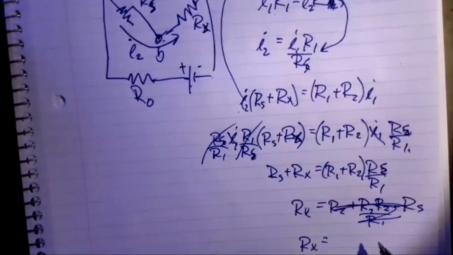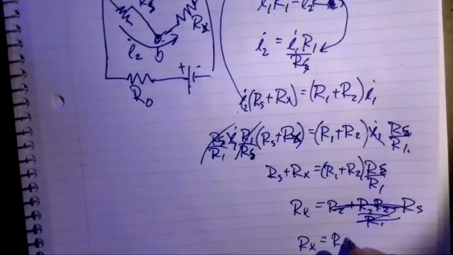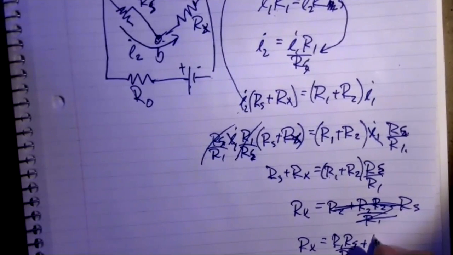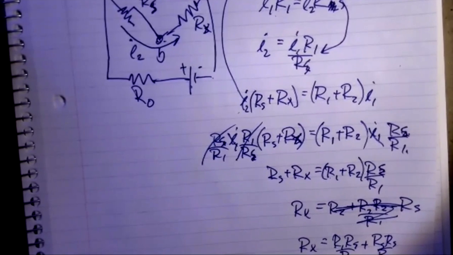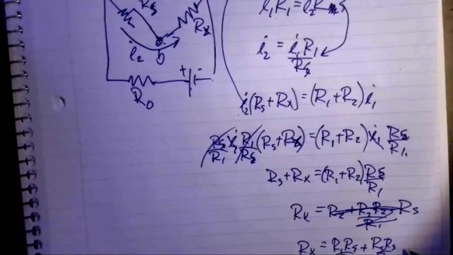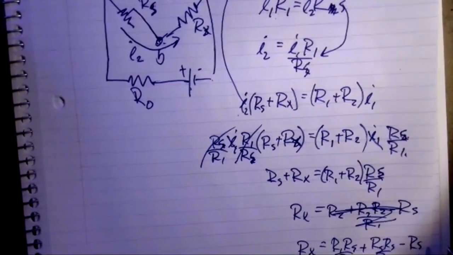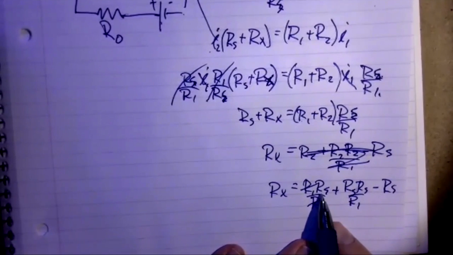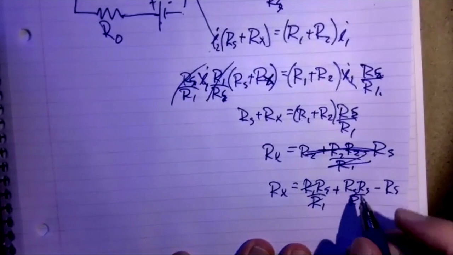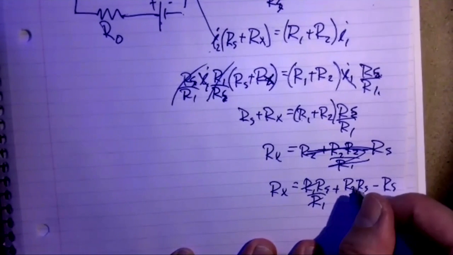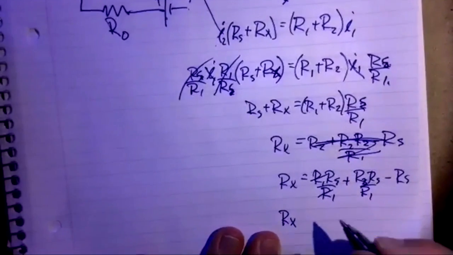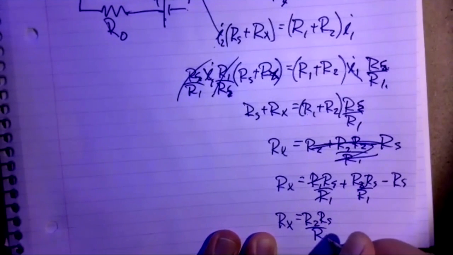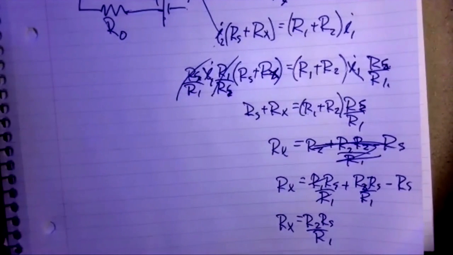All right, so RX is equal to R1 times RS divided by R1, plus R2 times RS divided by R1. And then over here, I'll have a minus RS. Oh, and look at that, we've done it. This one goes away, this one goes away. Now I've got RS minus RS. And this was an R2, yeah, there's an R2. So the final answer then is RX equals R2 times RS divided by R1. There we go. We've done it, guys.